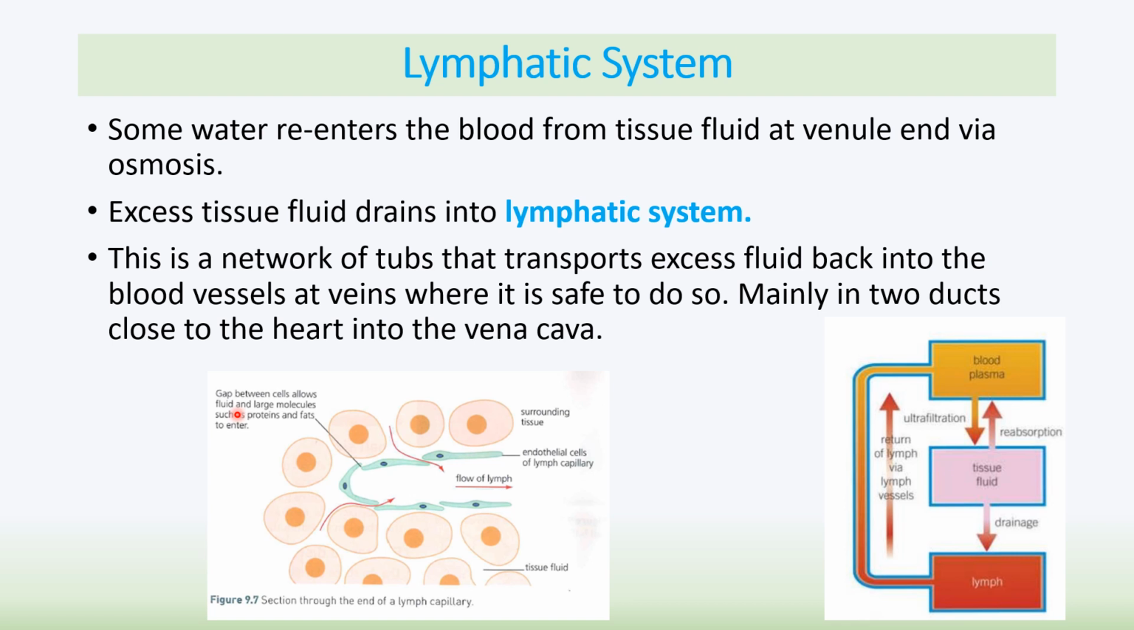So the fluids that do not leave and go back to the blood go back via the lymphatic system, and here you can see the lymphatic system joins back up with the blood system in the areas near the vena cava, in the vena cava near the heart.